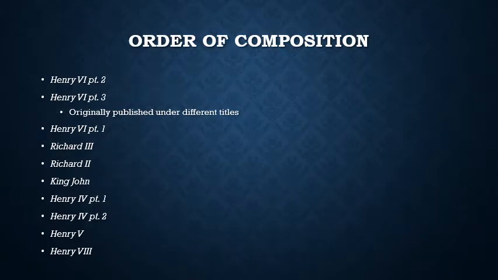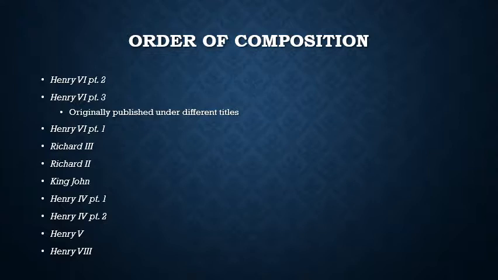However, that was not the order in which the plays were written. Based on what we know of their performance history and their publication history, this is actually the order in which the plays were probably composed. You see that the plays that we now call Henry VI Part II and Part III were actually the first of Shakespeare's history plays. Henry VIII was composed much later in his career, near the end of his career.